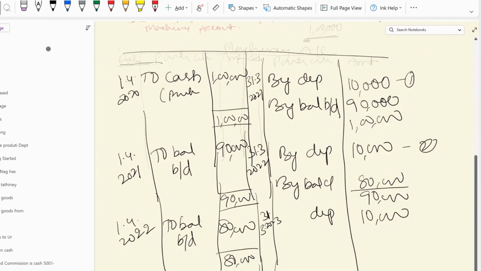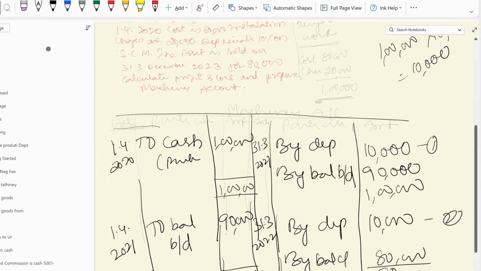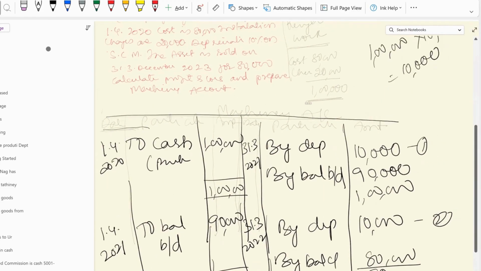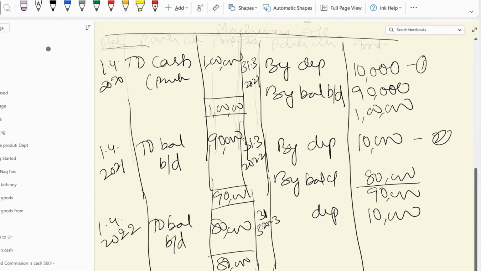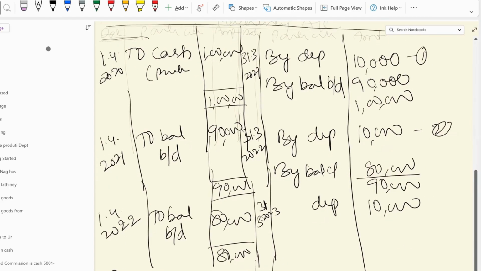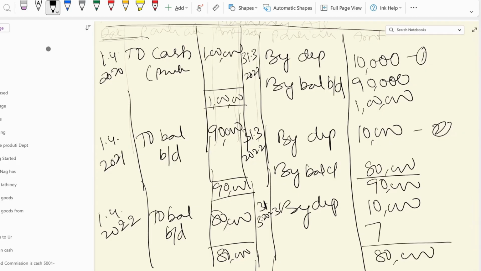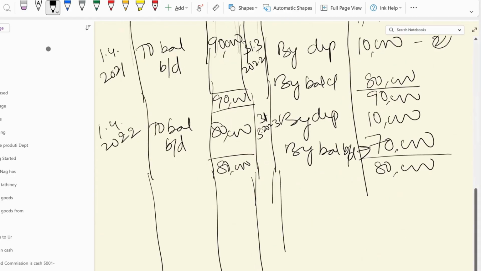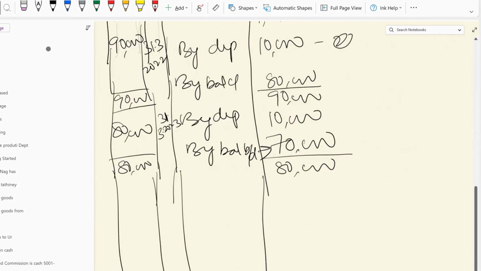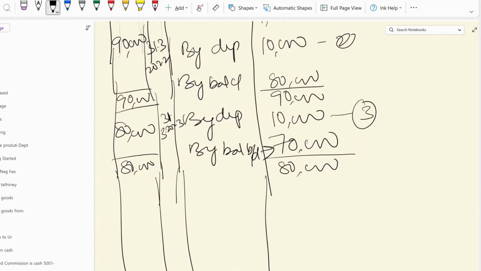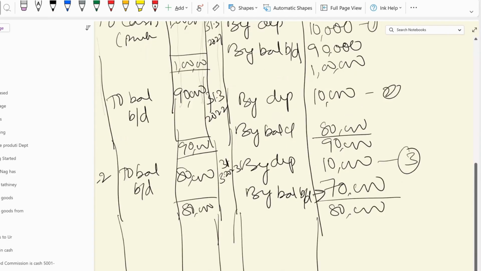Now, what did they say? They say that they sold it on 31st December 2023. So this is 1/4/22, by depreciation 10,000. So again 80,000, balance is 70,000. By balance brought down is 70,000. So total, how many years did you provide? First year, second year, and third year. Total is the depreciation.